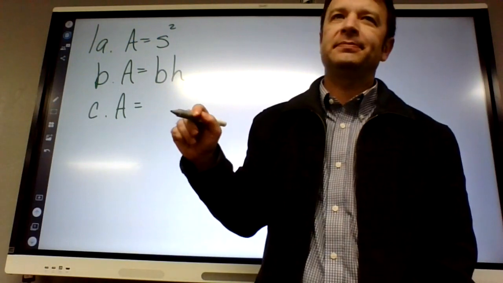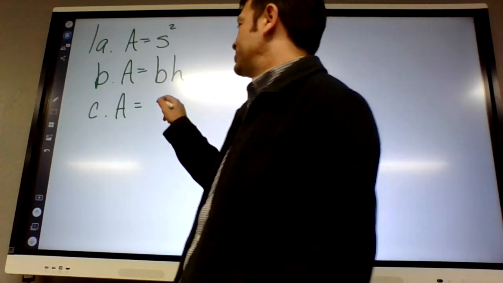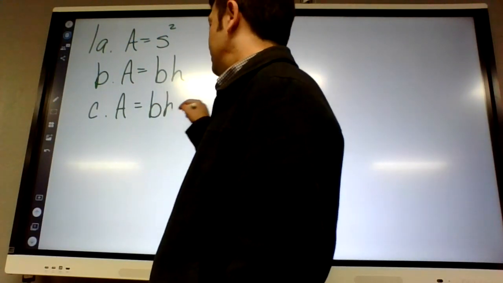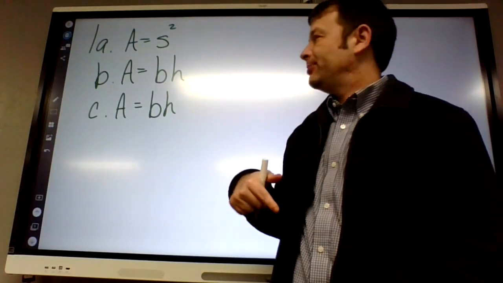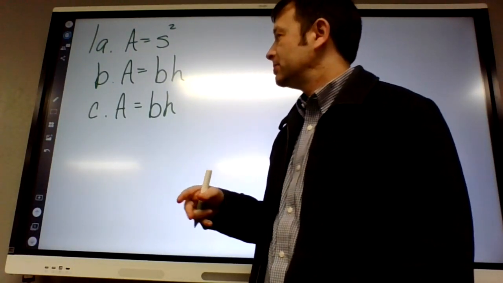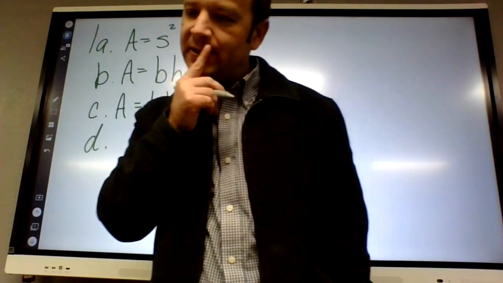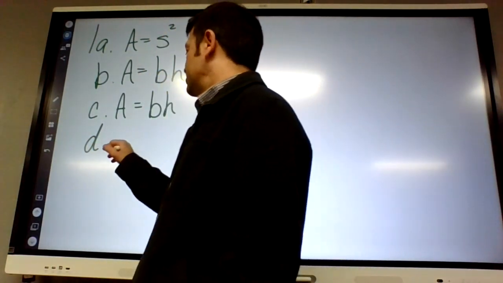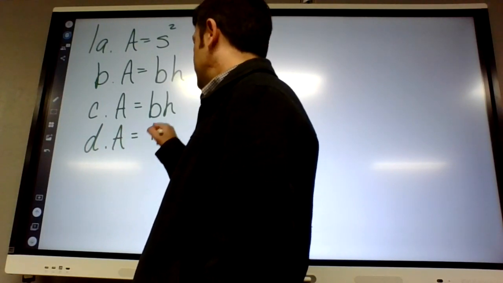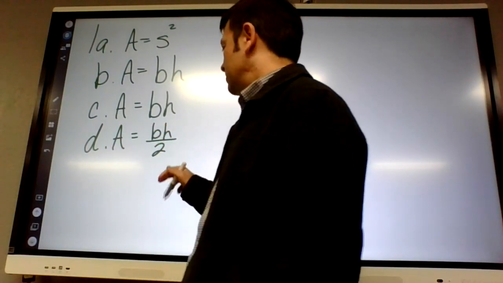Rectangle. How do you find the area of a rectangle? Base times height. Parallelogram. Base times height. What's the difference on a parallelogram though? The height would not be the side of the parallelogram. It'd be the vertical line. D is triangle. How do we do triangles? Base times height divided by 2.